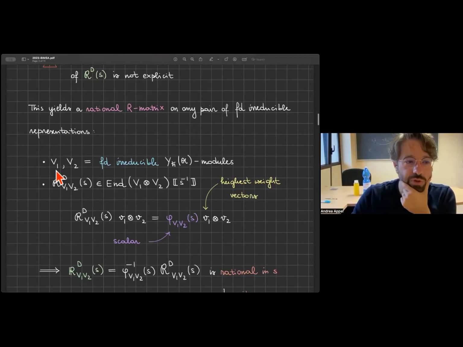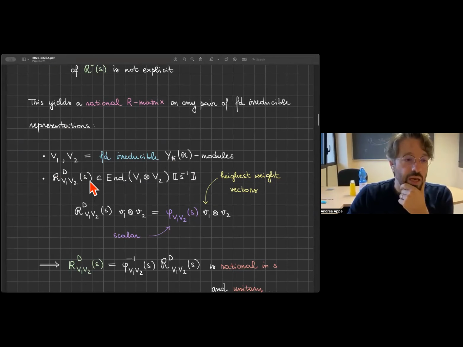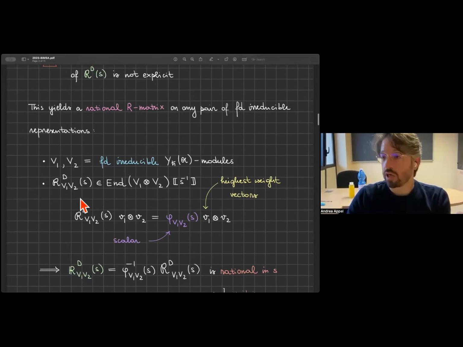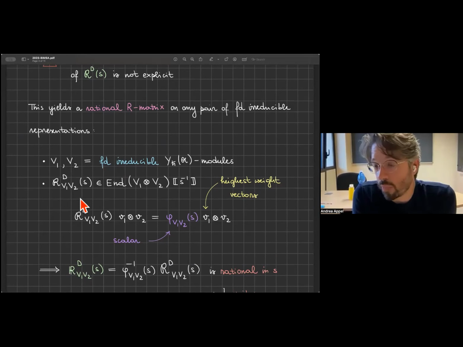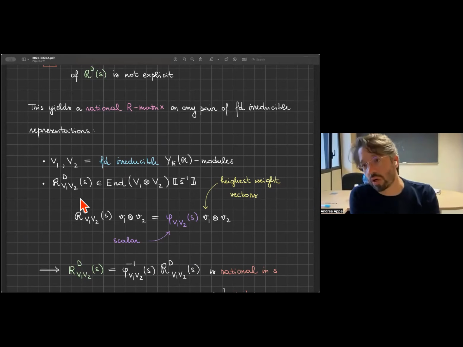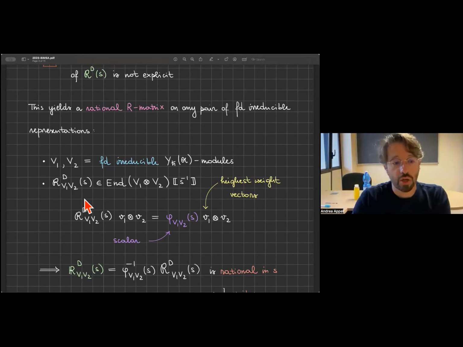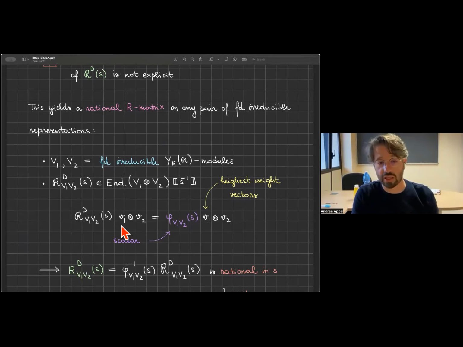So what we do in this case, we consider V1, V2 two finite dimensional irreducible representations of the Yangian. And we can take therefore our universal operator R(s) and evaluate it on this tensor product V1 tensor V2. Now, these are finite dimensional irreducible representations, so one can prove as a usual result that these are generated by a highest weight vector. You can fix two highest weight vectors v1 and v2, look at the action of this R matrix, and then you will see that this action now is acting diagonally on this tensor product.